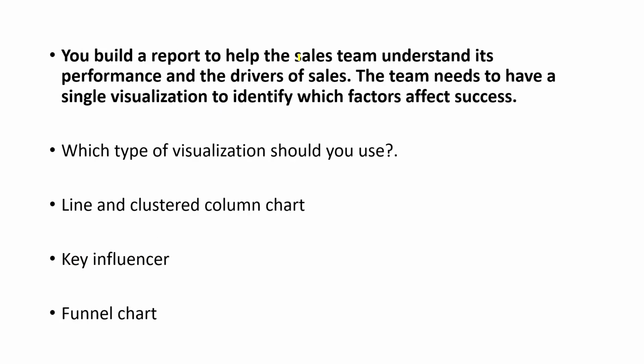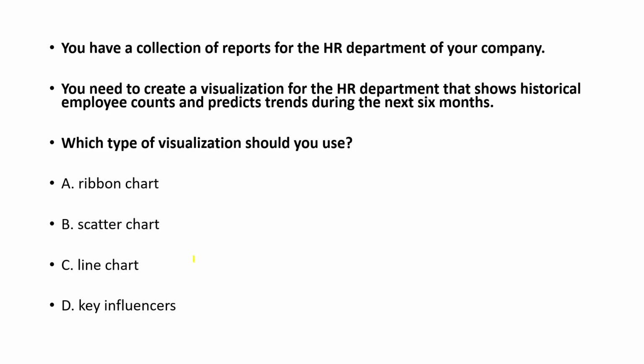You build a report to help the sales team understand its performance and the drivers of sales. The team needs to have a single visualization to identify which factors affect success. So see, factors affecting, definitely I have told you this trick of key influencer. What type of visualization can we use, and you have to show factors affecting? Factors affecting could be geographical factors or customer, anything, location and all those things. But if factors affecting is there, definitely the key influencer AI chart will be used there.